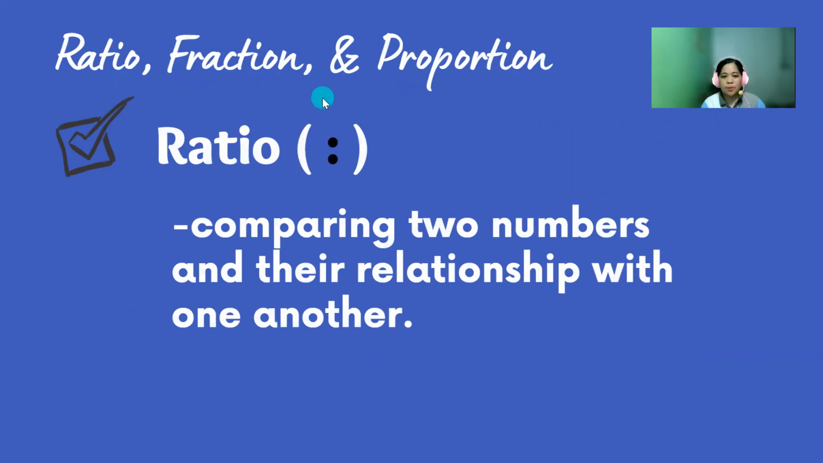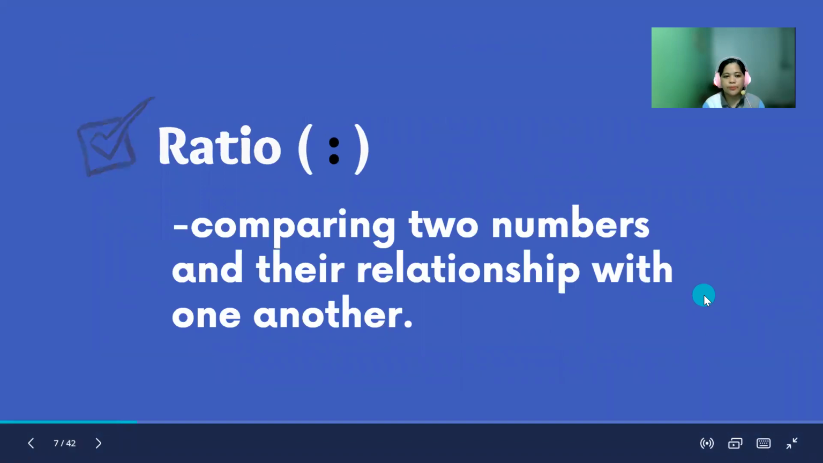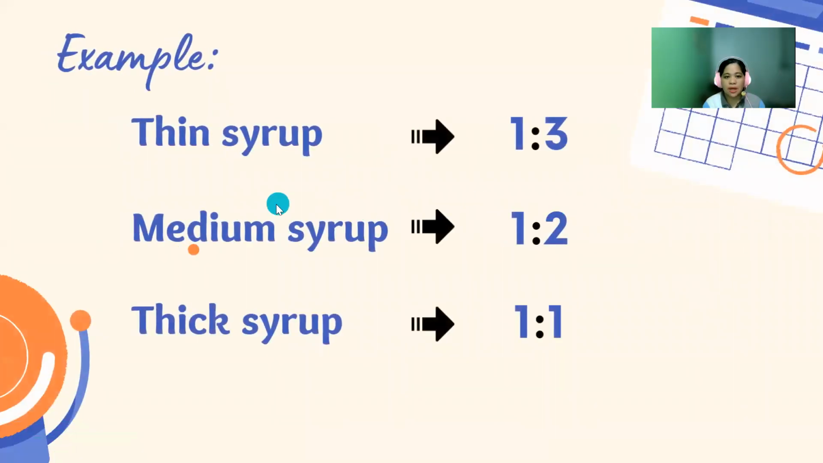So ratio is represented with a symbol, a semicolon. It means comparing two numbers and their relationship with one another. So, example, a thin syrup is represented with 1 to 3. So what does this mean? It means 1 cup of sugar is dissolved in 3 cups of water. So it is represented with the numbers 1 to 3.